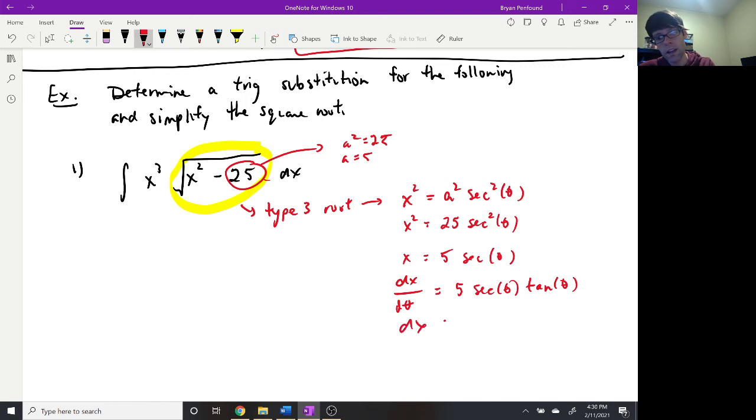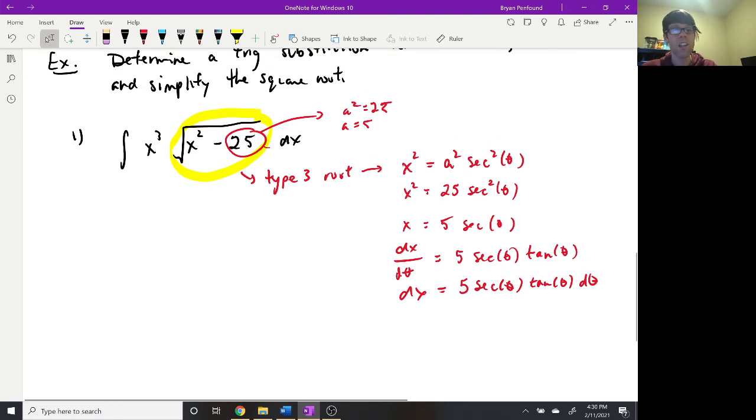Okay, so dx can be replaced with the expression 5 secant theta tan theta times the differential d theta. Okay, that's the hard part, I think. The hard part is figuring out how to get the substitution to work and figuring out what your dx is going to look like. Now it's just a little bit of algebra with dealing with powers and stuff like that. So what is x cubed?